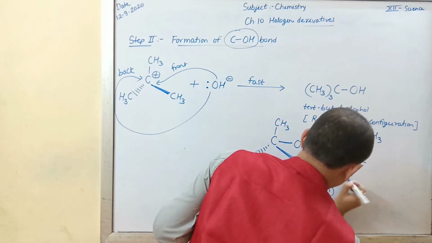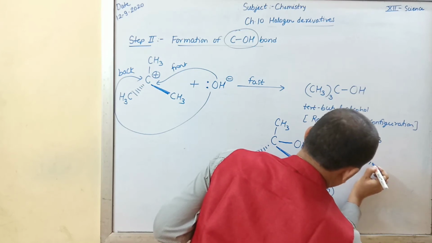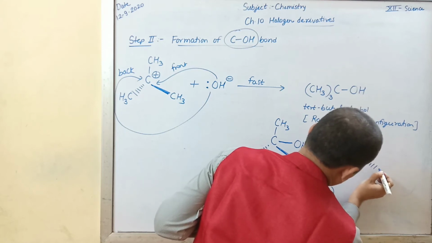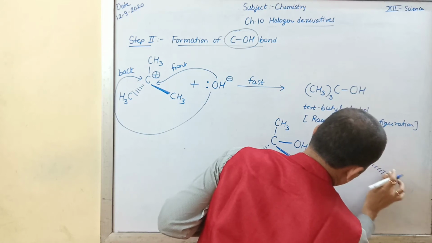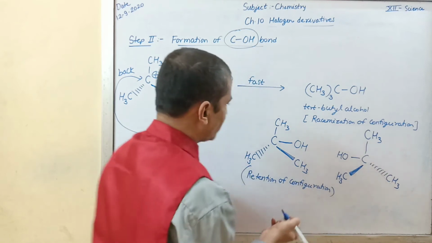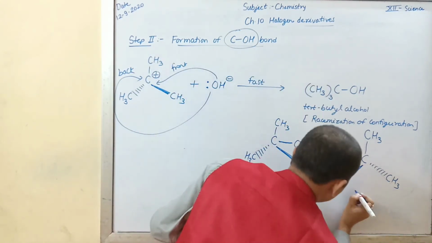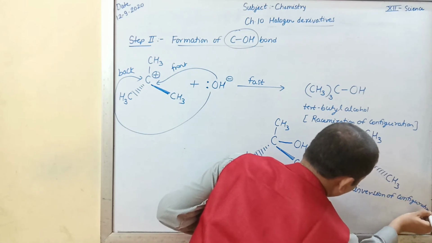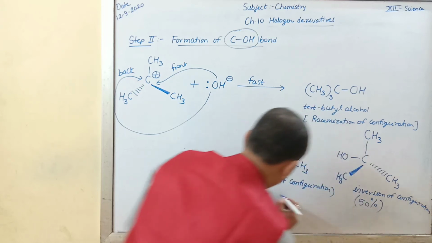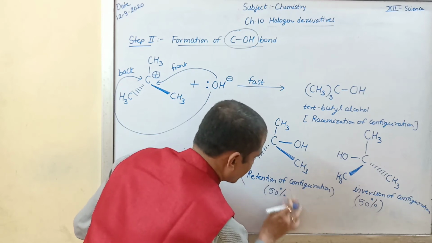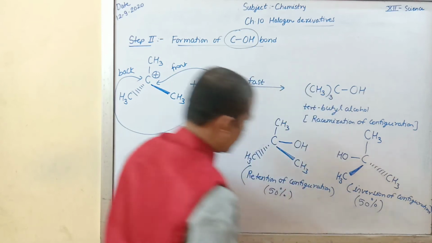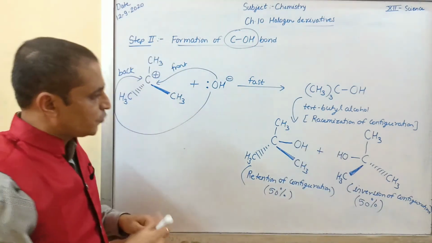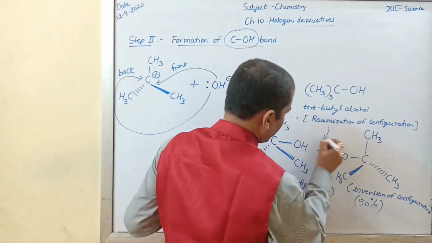Here you get CH3, H3C, and here CH3. Here what happens? The configuration of OH becomes inverse, and therefore it is inversion of configuration. It is 50% and it is 50%. So you get these two types of structures for this, and therefore the mixture becomes what? Racemic mixture, and it is optically inactive.